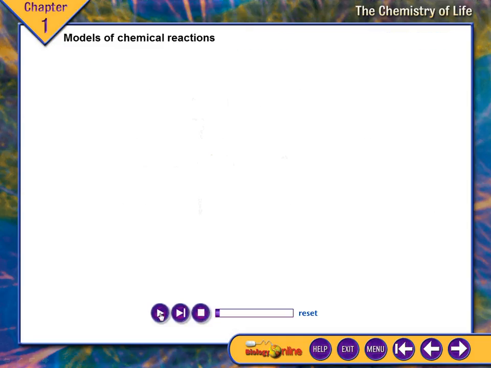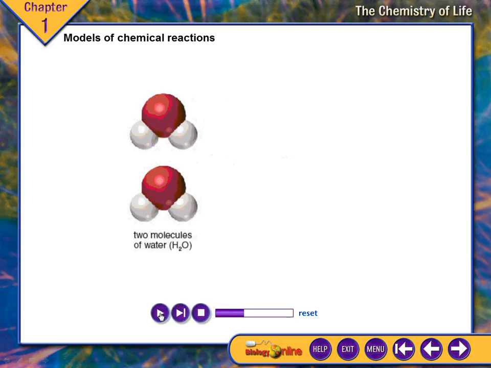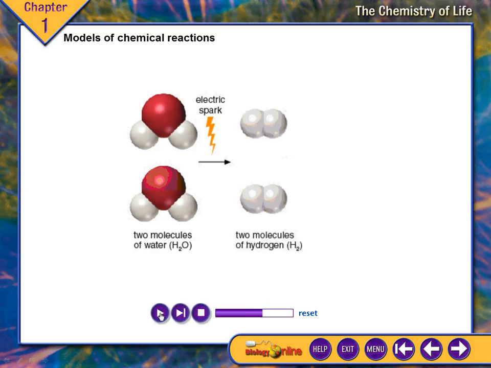The law of the conservation of matter states that matter is neither created nor destroyed in chemical reactions. When 2 molecules of water receive enough energy to start a chemical reaction called the activation energy, 2 molecules of hydrogen and 1 molecule of oxygen are produced. Note that the number of hydrogen and oxygen atoms remain the same before and after the reaction.